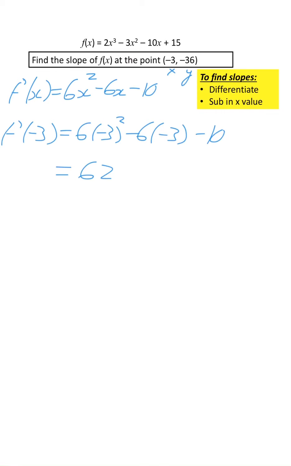So graphically for this, it'll be a cubic like this, and then at this particular point, so like here, my slope would be 62. Okay, so in terms of graphically, you don't really need to know this, but this is just how it would look visually.